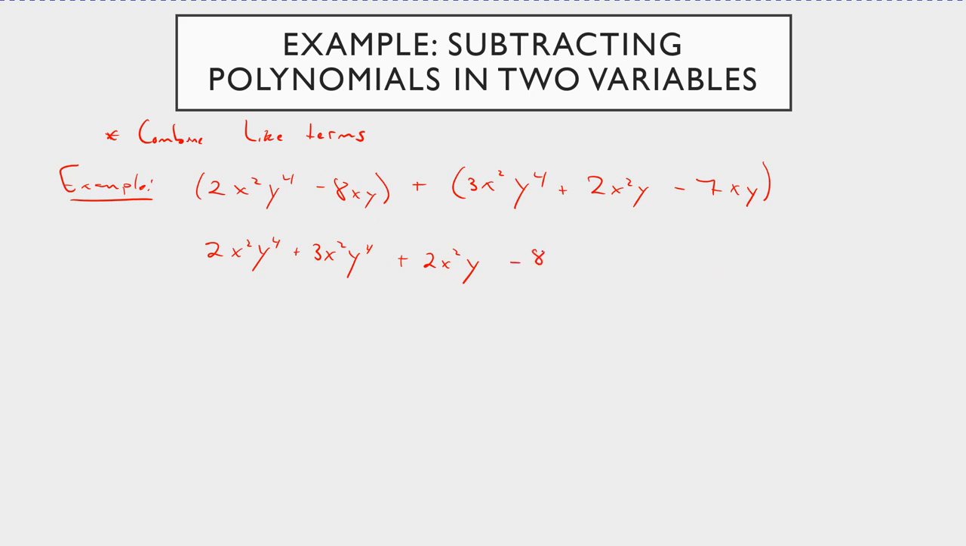Those are like terms because they have the same variable factors in them. So in this case, you just add the coefficients. 2 plus 3 gets me 5x squared y to the 4th plus 2x squared y, and then minus 8 minus 7 gets me minus 15xy. So you're just going to follow the same rules you did for adding or subtracting. In this case, I added, but subtracting is still the same here as you would with a single variable.